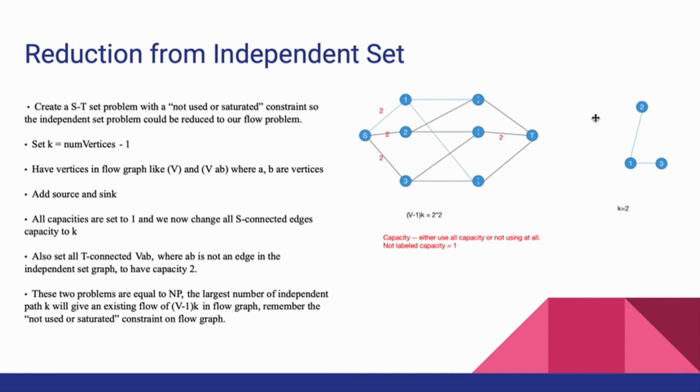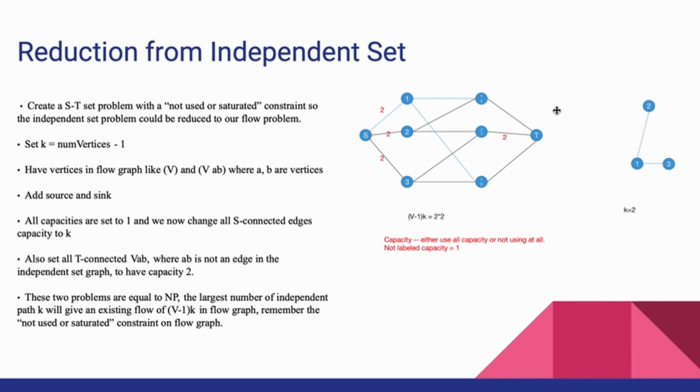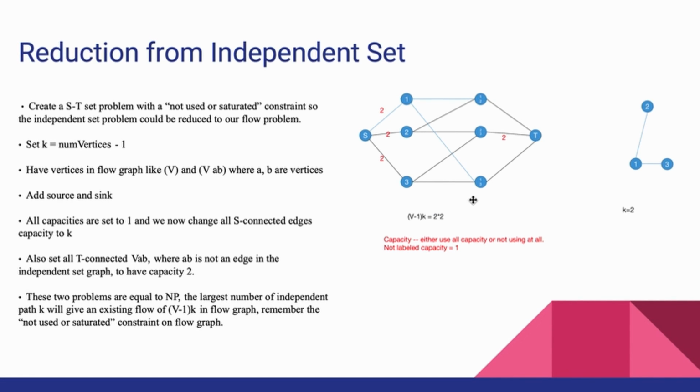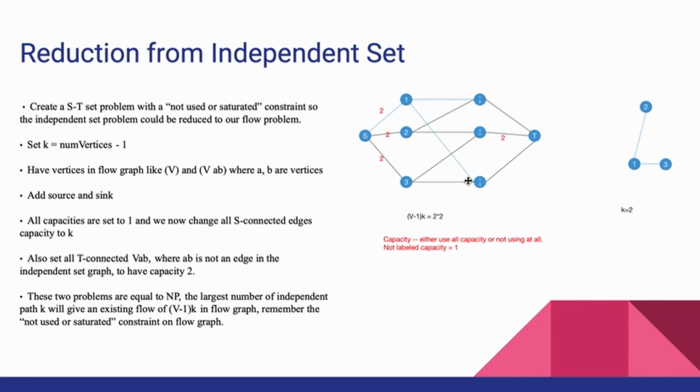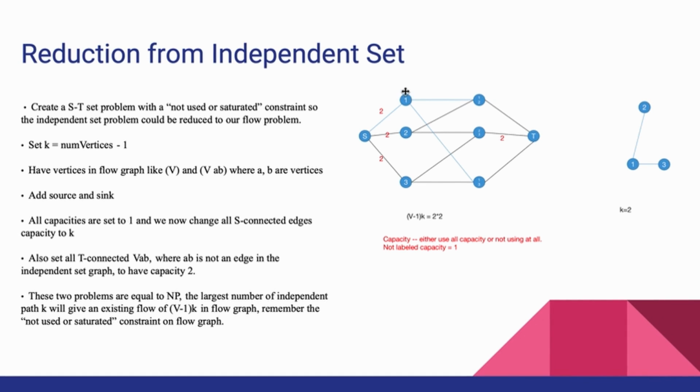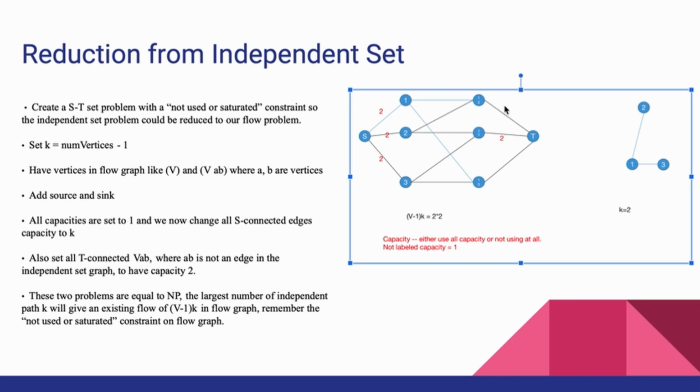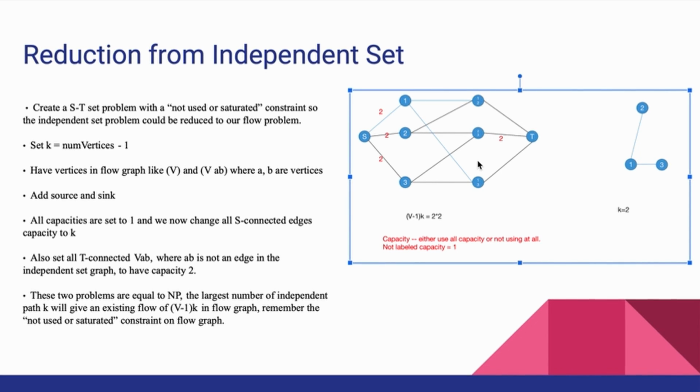Let me briefly talk about this. We have two sets of vertices. One set is V, and the other set is the edges, whether the edge exists or not. As you can see, we have vertices 1, 2, 3, and 1, 2, 3 again, and we have these edges.